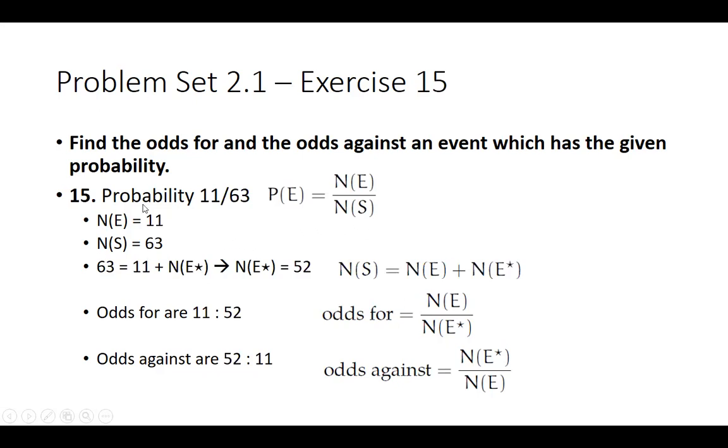Number 15, we're given a probability of 11/63, which means NE is 11. NS is 63. Plugging those into the NS equals NE plus NE star formula, 63 would equal 11 plus NE star. NE star is implied to be 52 then. NE over NE star gives us 11/52, so the odds for are 11-52. Flip that around for odds against, and we get 52-11 for the odds against.